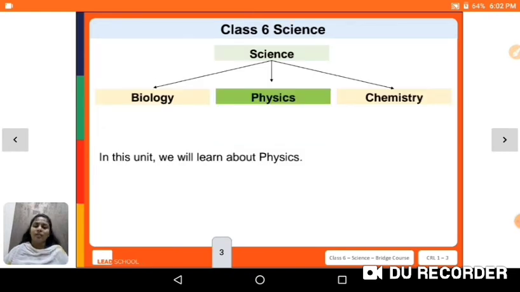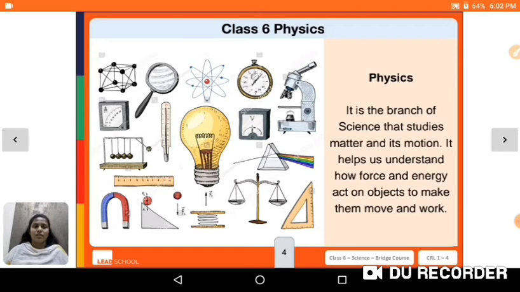So this is the bridge course about physics. In this unit we are going to learn about physics. So what is physics? Physics is a branch of science that studies matter and its motion. It helps us understand how force and energy act on objects to make them move and work.